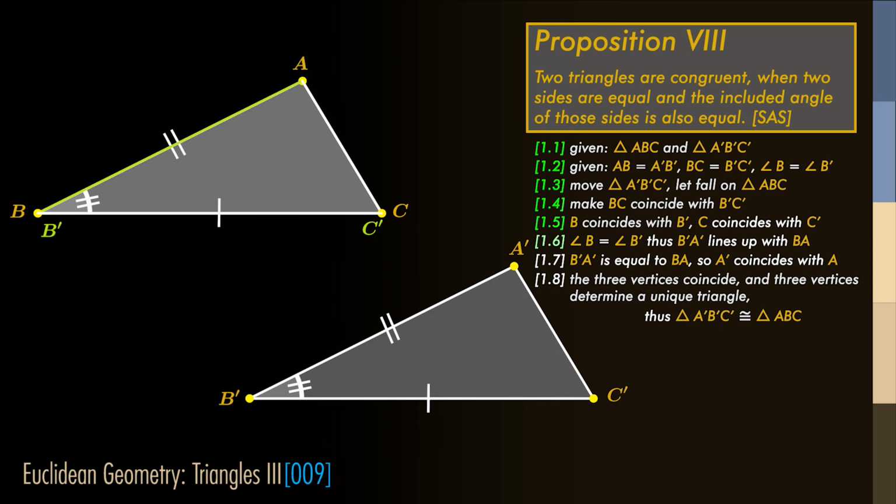B'A' lines up with BA because angle B is equal to angle B', and therefore A' will coincide with A because B'A' is equal to BA. So the 3 vertices of the triangles coincide. This means that the triangles are congruent. This case of congruency is known and remembered as SAS, side, angle, side.